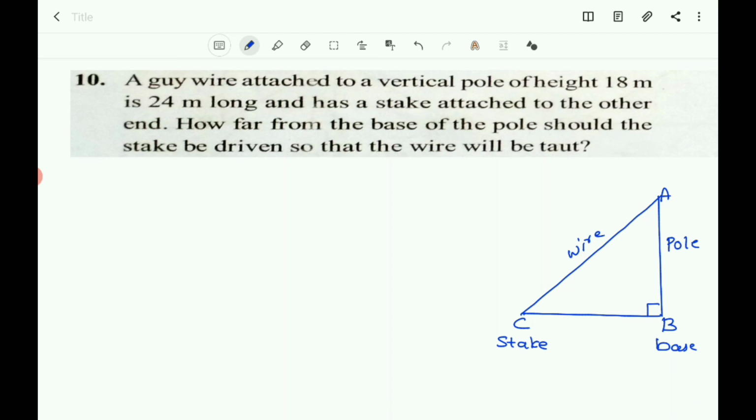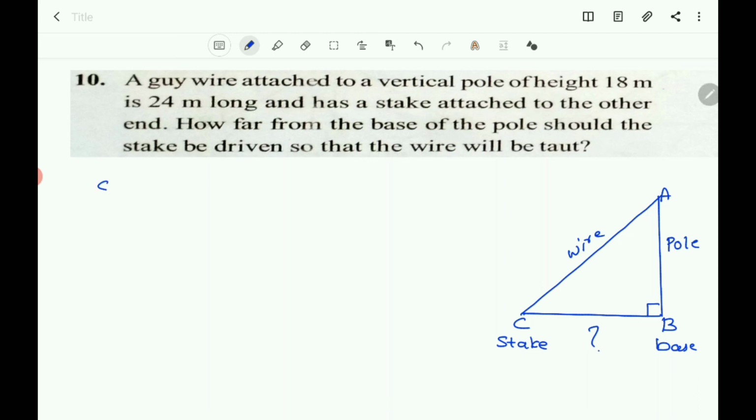Here there is a pole AB, which is a vertical pole, and its height is 18 meter, and the length of the guy wire is 24 meter. And what you have to find out is the distance from the base of the pole to the stake. Here again you know that the pole is perpendicular to the base, so there is a right angle triangle at B. Now take the right angle triangle and apply the Pythagoras theorem to find the length of BC.